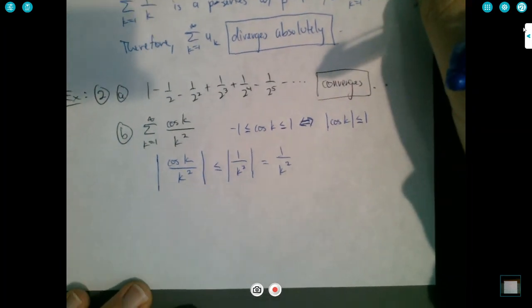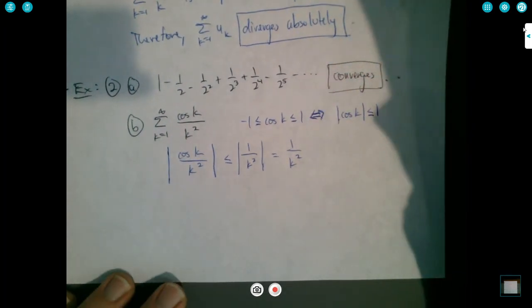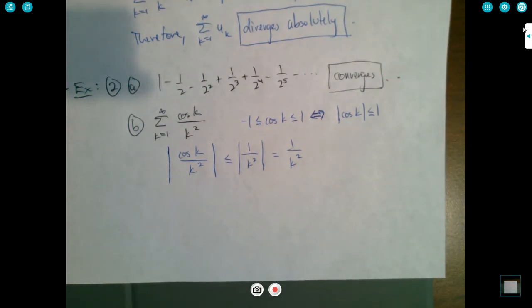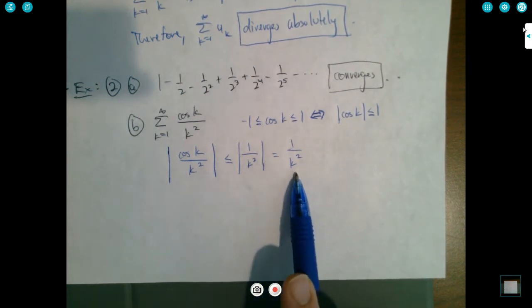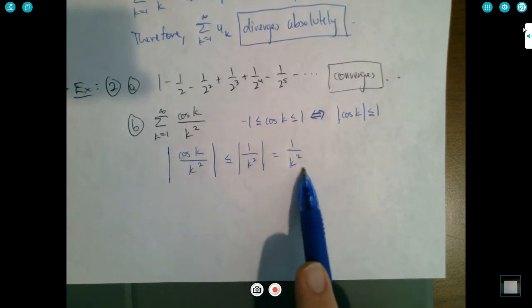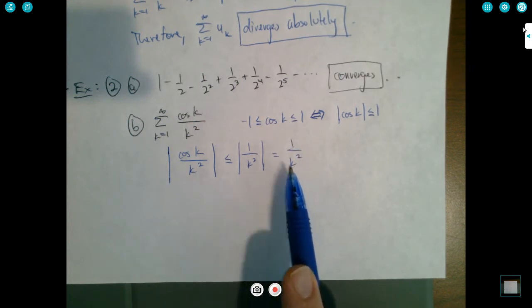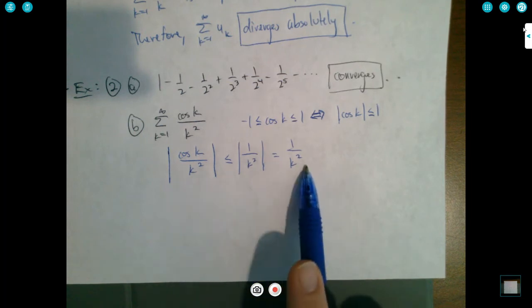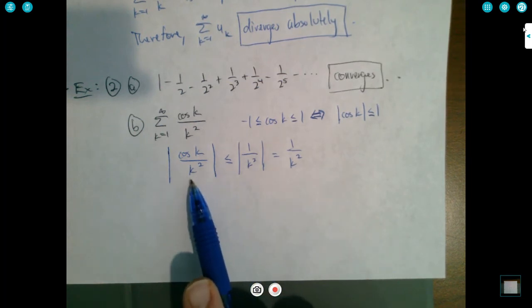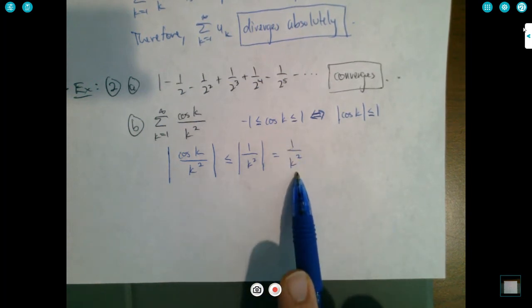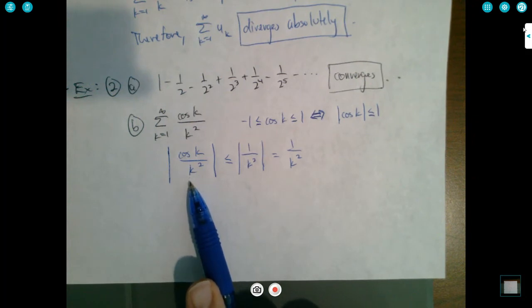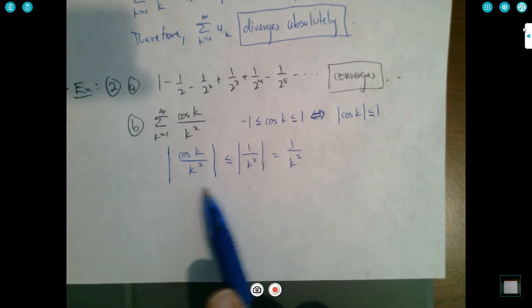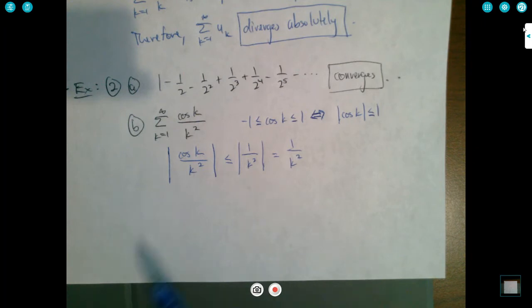Okay, so you may or may not have enough practice at this point to see where I'm going with this, but I'm going to use a direct comparison. I know that this thing converges, and it's the larger of the two series. This is the smaller of the two series. So if the larger one converges, then the smaller one converges by direct comparison. That's just a direct comparison test.